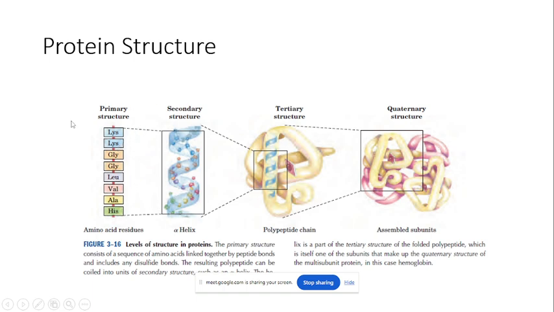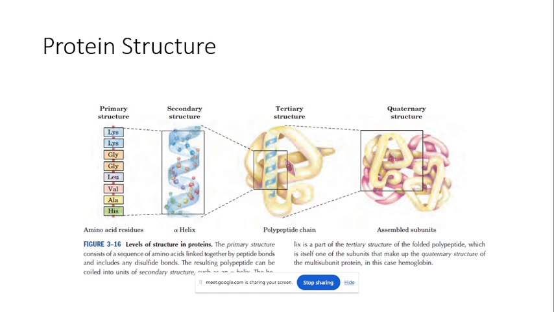From this primary structure, when they take a shape, for example alpha helix or beta sheet, they are called secondary structure. After that, when these secondary structures come together and take a further shape, that is called tertiary structure. And quaternary structure is when one or more tertiary structural peptide chains come together and get assembled.